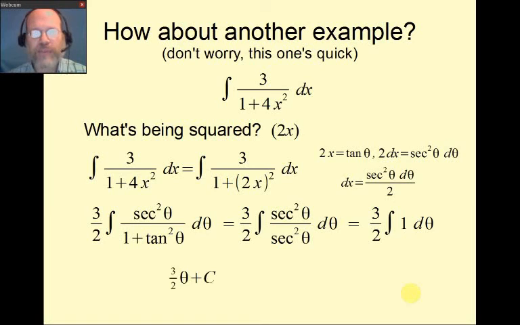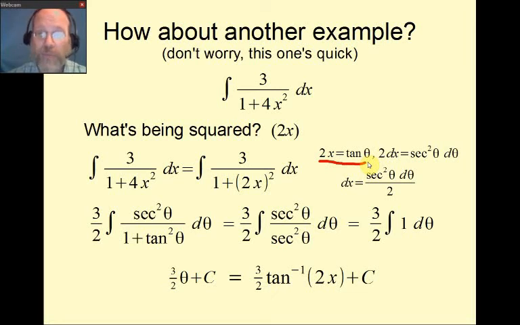So I get 3 halves of theta plus c, and then I have to go back. And remember, 2x was equal to the tangent of theta. And that means that theta by itself is just the inverse tangent of 2x. Don't forget the 2, right? It's the inverse tangent of that whole thing, 2x. So I get 3 halves times the inverse tangent of 2x plus a constant.